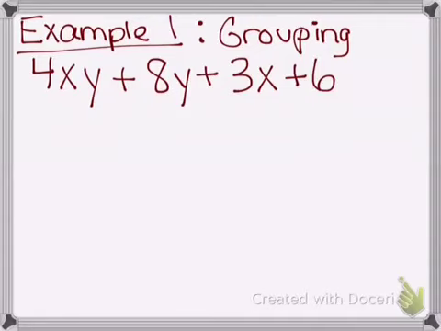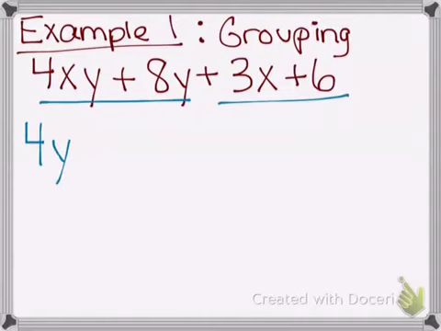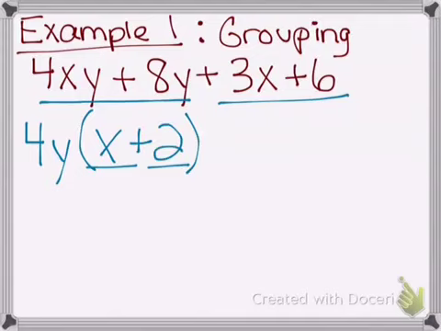Okay, we're going to do this problem first by grouping, and then I'll show you how to do it by the inside-out box. So for grouping, we're going to look at 2 of the terms at a time, and we're going to factor out the greatest common factor. So for 4xy and 8y, the greatest common factor is 4y. And then we want to put inside of here what's left over. So 4xy divided by 4y is x. And 8y divided by 4y is 2. That's just like we did on the last standard.